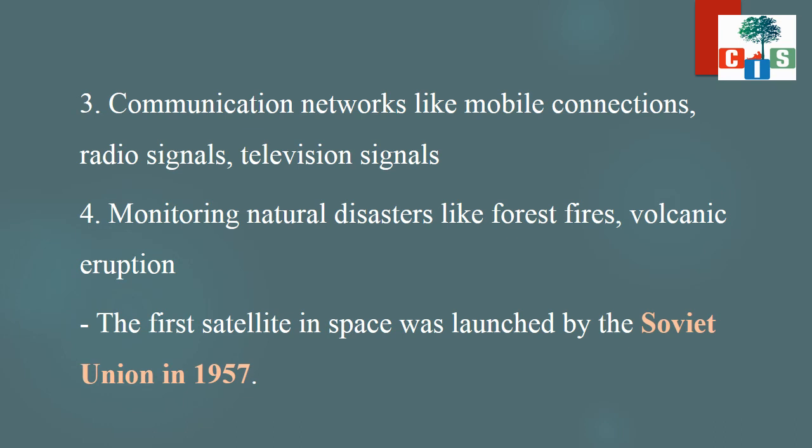Do you know, scholars, when the first artificial satellite was launched and by whom? The first artificial satellite was launched by the Soviet Union, meaning Russia, in 1957. And do you know the artificial satellite of our country? What is the name of our first artificial satellite which was launched? Let's find it.